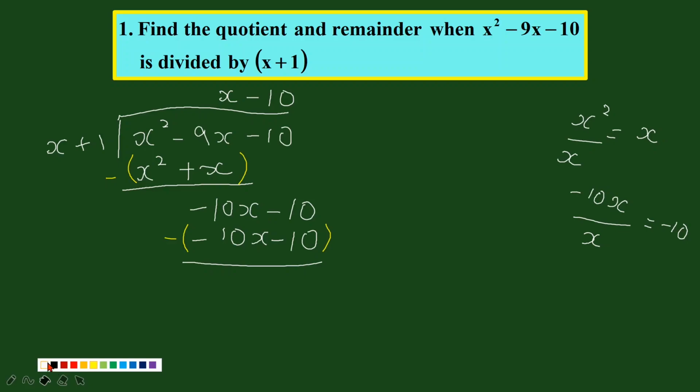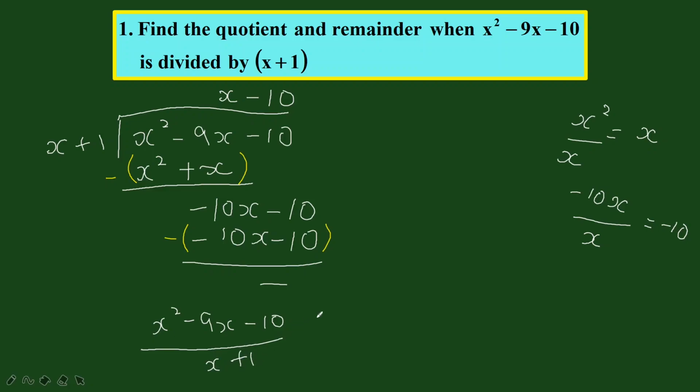So once I minus the whole thing, I have no more remainder. Okay, there's no more remainder for this one. So I can write my polynomial as x squared minus 9x minus 10 divided by x plus 1 equals the quotient x minus 10. I'm supposed to have a plus remainder divided by divisor, but because for this case there's no remainder, my answer will remain like this.